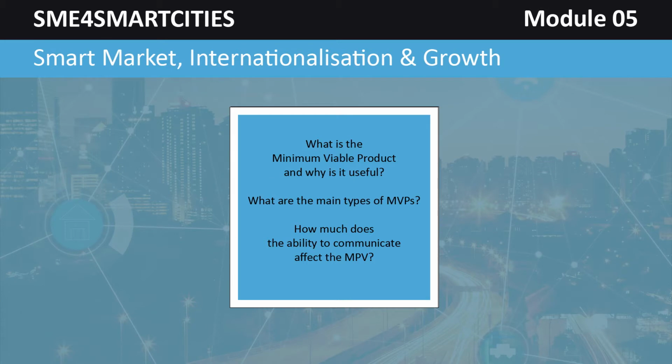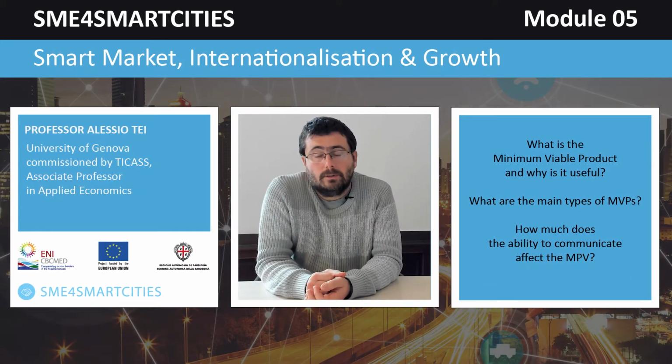What is the minimum viable product and why is it useful? What are the main types of MVPs? How much does the ability to communicate affect the MVP? But what is a minimum viable product?